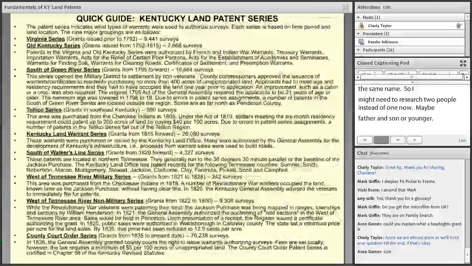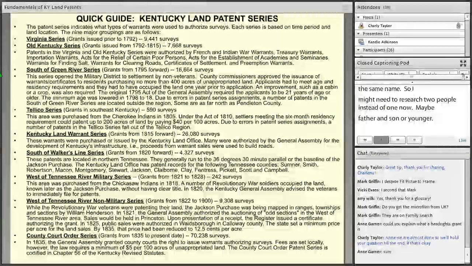Quick guide to the Virginia series and Old Kentucky series, south of Green River, the definition, the types of warrants. South of Green River were age and residency. This is what opened that former military district in southwestern Kentucky to settlers.